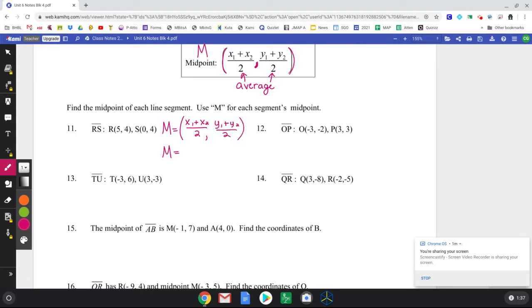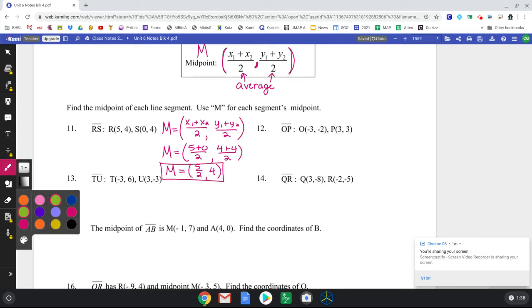So M equals (x1 plus x2 over 2, comma, again, this is an ordered pair, y1 plus y2 over 2). So plugging my numbers in, 5 plus 0 divided by 2, 4 plus 4 divided by 2. So the midpoint of this segment is going to be 5/2, 4. So if I wanted to find the point that was right in the middle of the segment, I would know exactly where that point would lie.